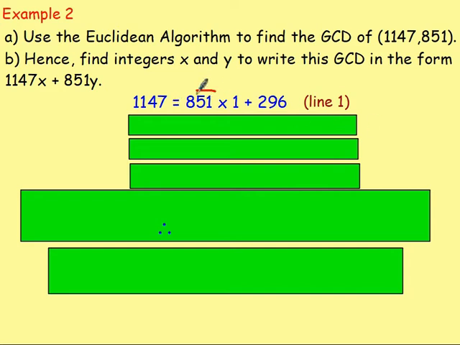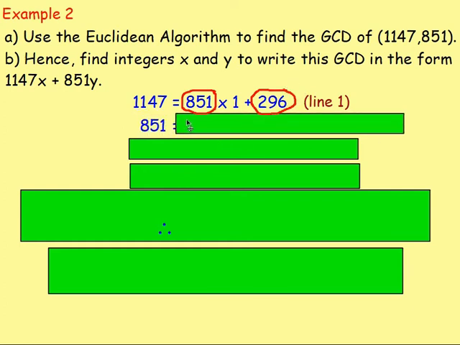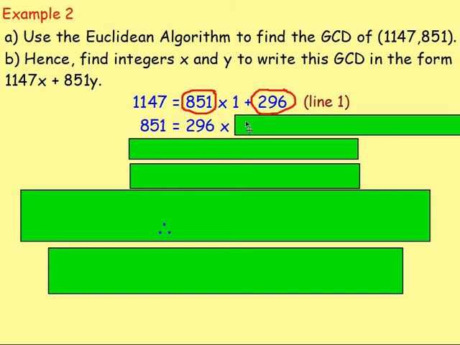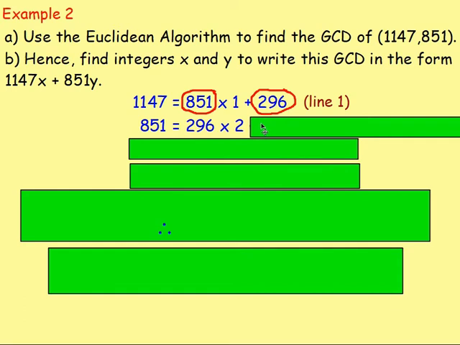What we then do is we take the 851 and we write that in terms of the remainder. So we will have 851 equals the 296 times, well, how many 296s can you fit into the 851? If you used a calculator and divided, you would get 2 point something. So you know there's going to be 2. Work out 2 times 296. Work out what you add on to make 851, and it's 259.